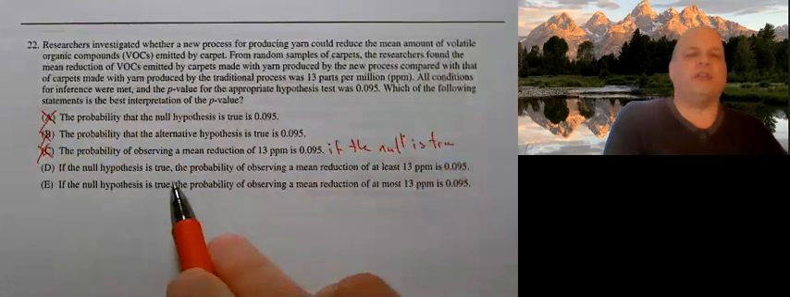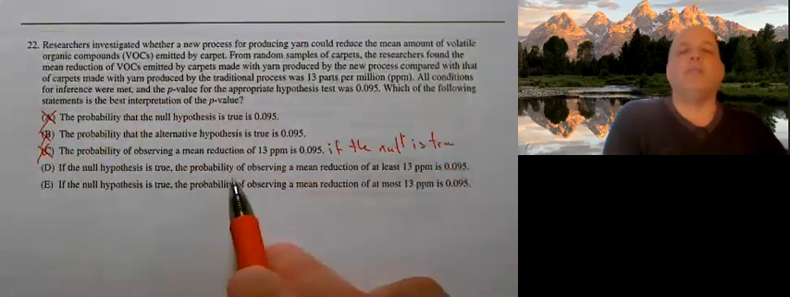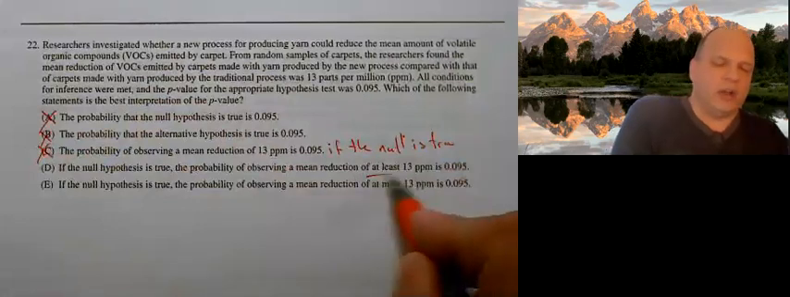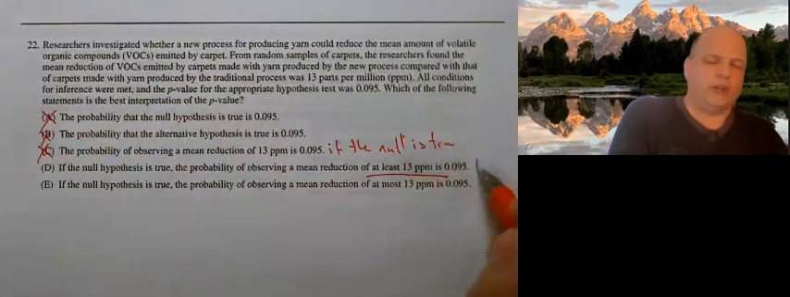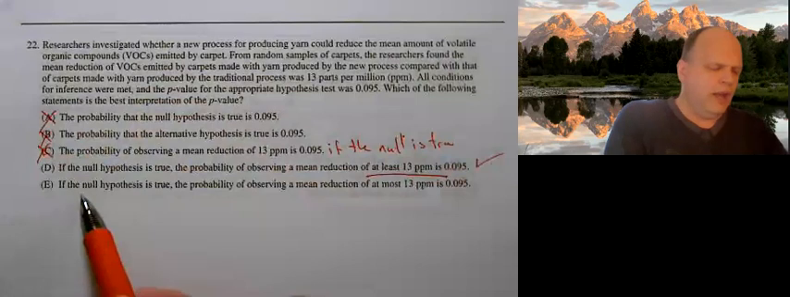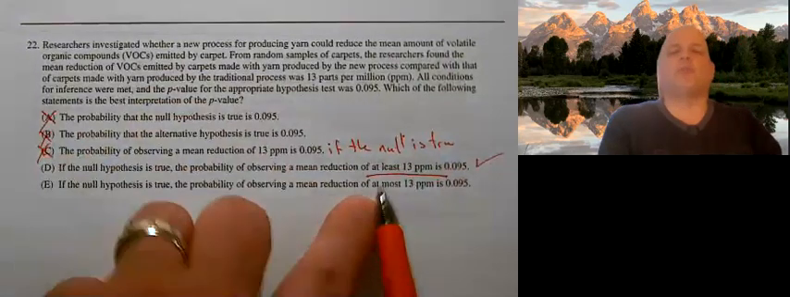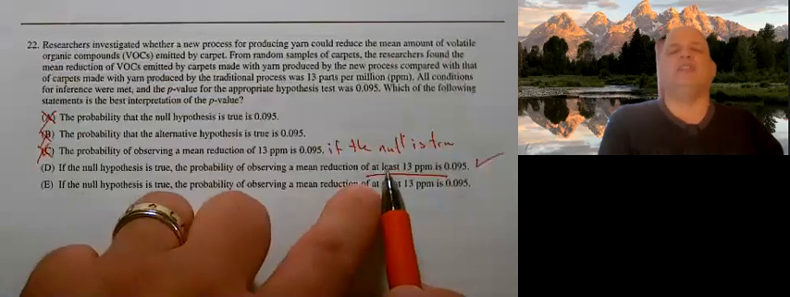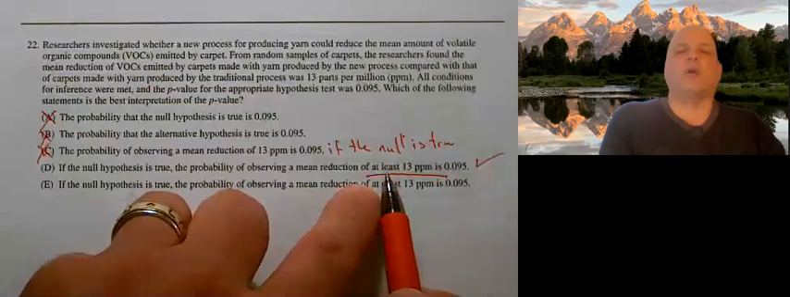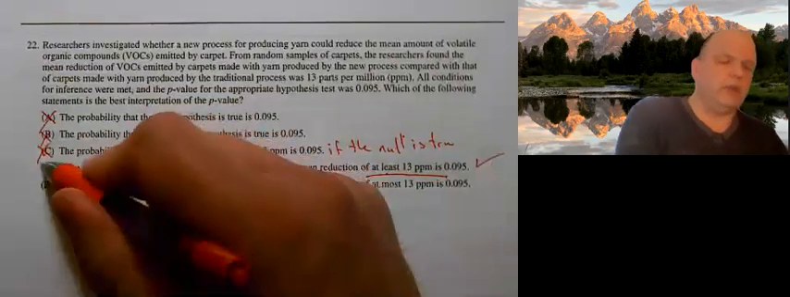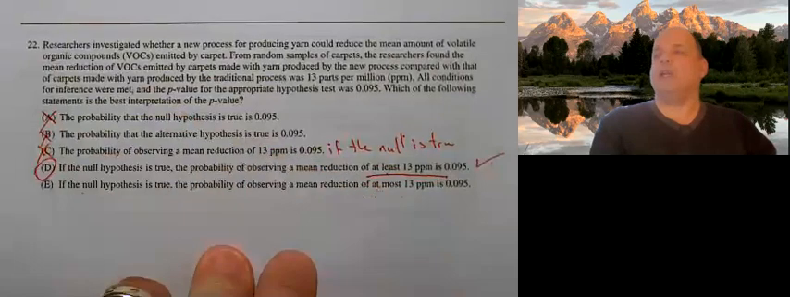If the null hypothesis is true, the probability of observing a mean reduction of at least 13 parts. I'm liking this one a lot. If the null hypothesis is true, the probability of observing at most? No, it's at least, or as great or greater. All right, not less than. So number 22 is D.